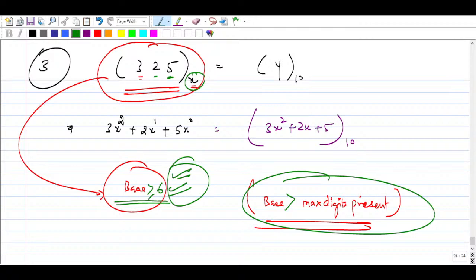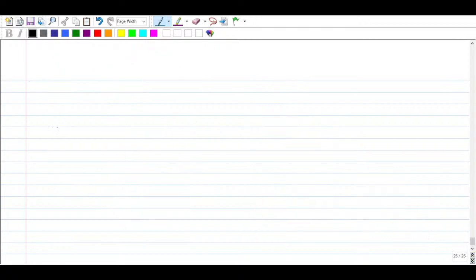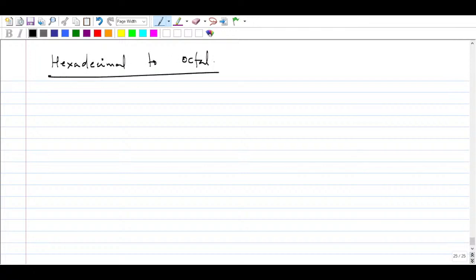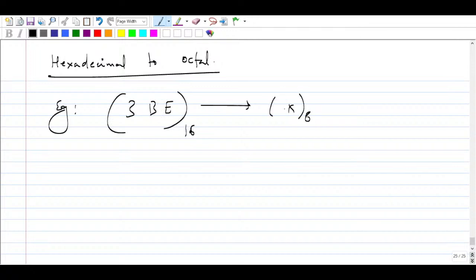Next, let me finish this. In the next session we will take some examples and problems. Suppose we have to convert hexadecimal to octal. Let me take directly one example here. Suppose you have got 3BE in base 16, and you have to convert it to octal. You can't directly convert into octal.